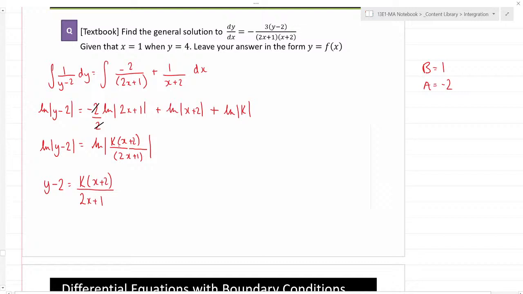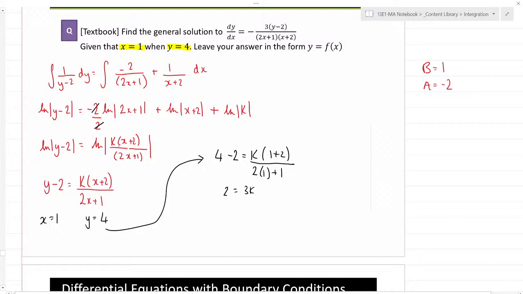You substitute in our two values, which is when x is equal to 1, y is equal to 4. So if I sub those two values in, I end up with 4 minus 2 is equal to k times by 1 plus 2 all over 2 times by 1 plus 1. 4 minus 2 is 2, is equal to 3k over 3, is it? So k is equal to 2.